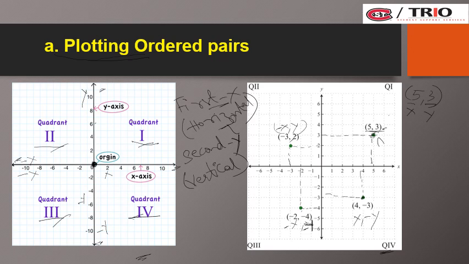Let's say this is point A, this is point B, this is point C, and this is point D. These are the points, and the numbers are called the coordinates, the x and y coordinates. This is how we plot points on a graph. So that is plotting ordered pairs. Hope you are clear. Let's move to the second concept.